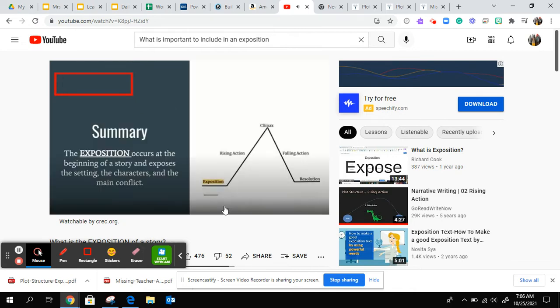In summary, the exposition occurs at the beginning of a story and exposes or reveals the setting, which is the where and the when, the characters, which is who is involved, and the conflict, which is what the problem that's going to create the excitement is.